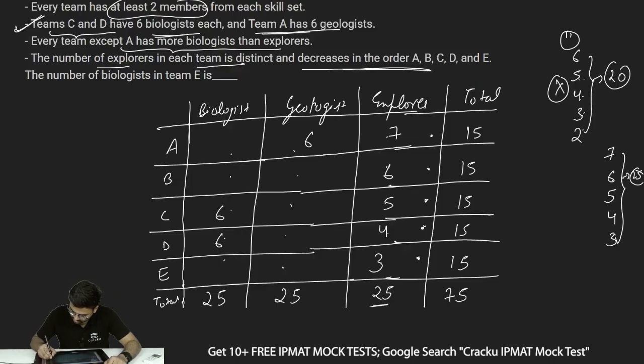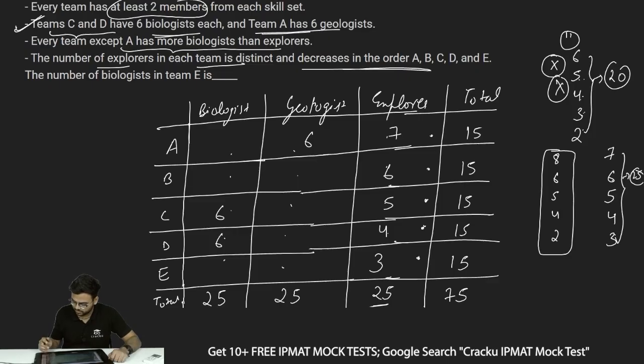So even if you change the values to 2, 4, 5, 6 and 8, so 8, 6, 14, 5, 19 plus 4, 23 plus 2, 25. So let's say I take this 2, 4, 5, 6, 8. Now why is this not possible? Why is 2 never possible?